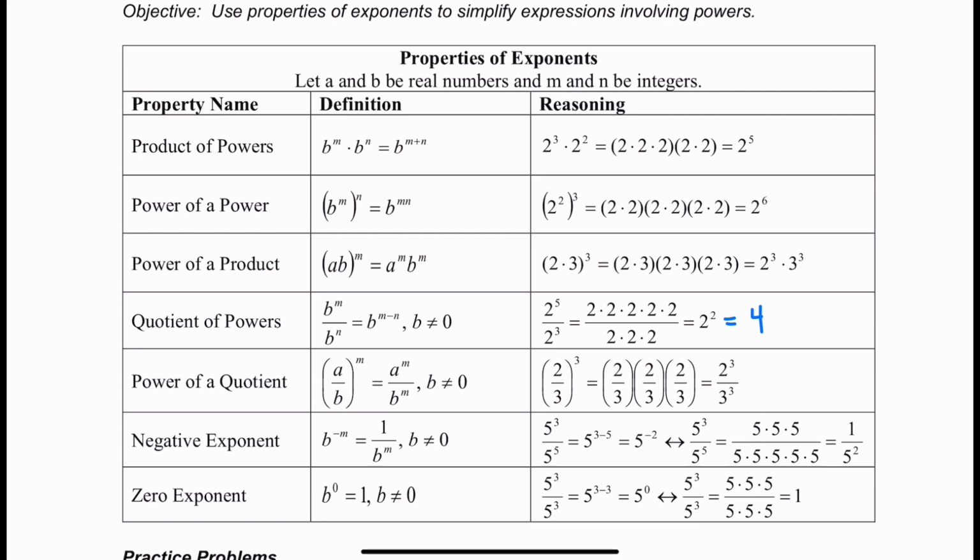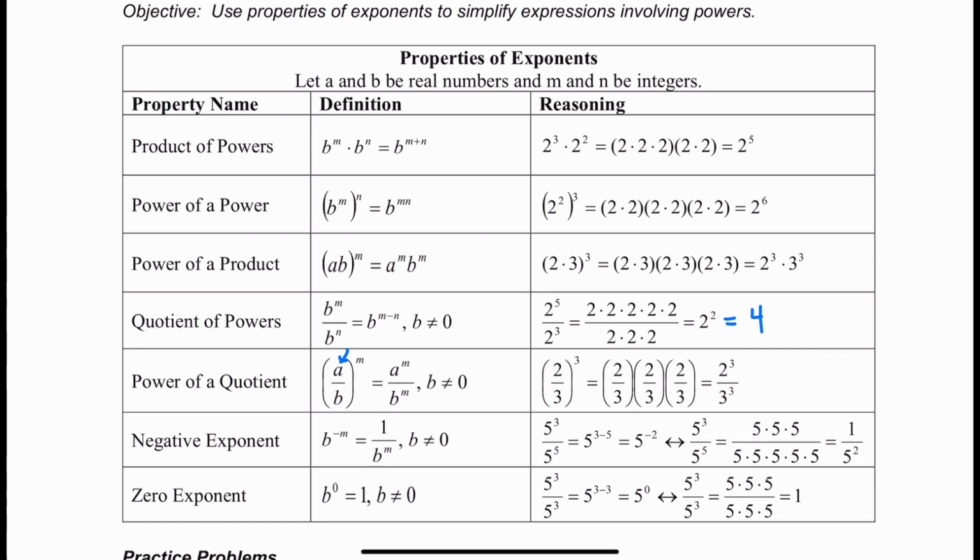Power of a quotient. So if I have a divided by b all to the m power, what we can do is we can say that this equals a to the m divided by b to the m. So let's talk about reasoning. We're going to represent our a as a 2. Our b we're going to represent as a 3, and our m is going to be represented as a 3. However, these could be any numbers.